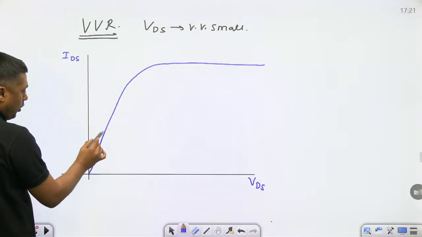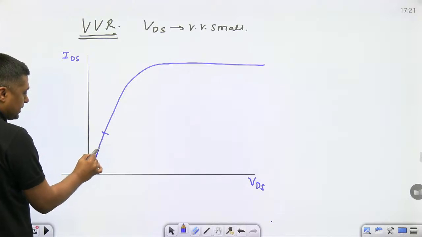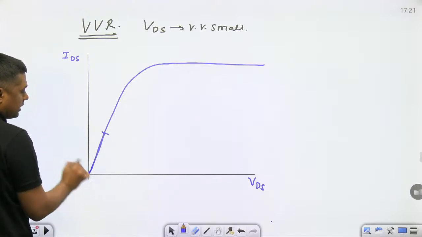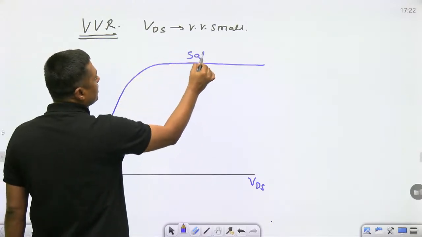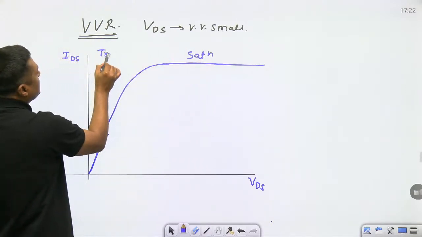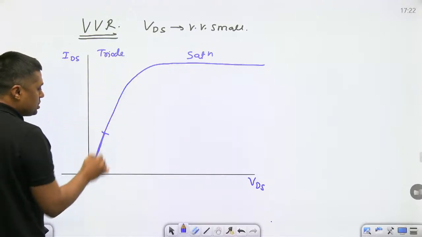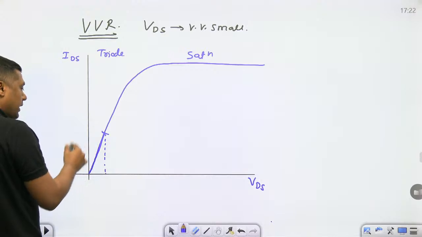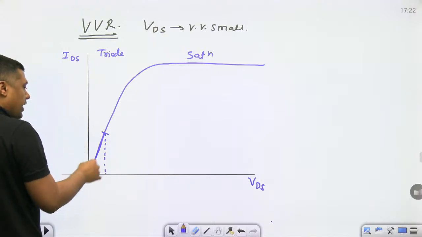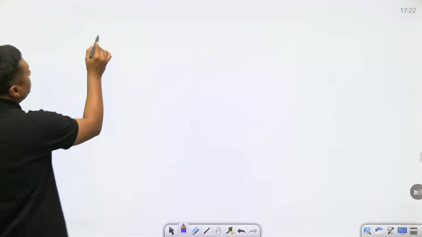For the small value of VDS, in this portion, it acts as a linear ohmic region. It is in linear ohmic region, it acts like a resistor here. After that bending of the curve, then it will enter into what? Saturation. And this is the triode region. In a triode region, when the VDS is very small, then it acts like a resistor. Here we have to find, so what is the formula here?